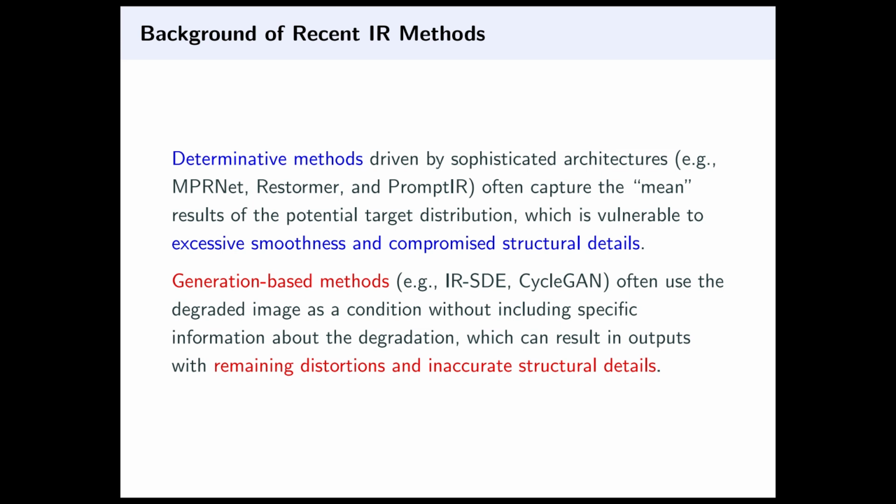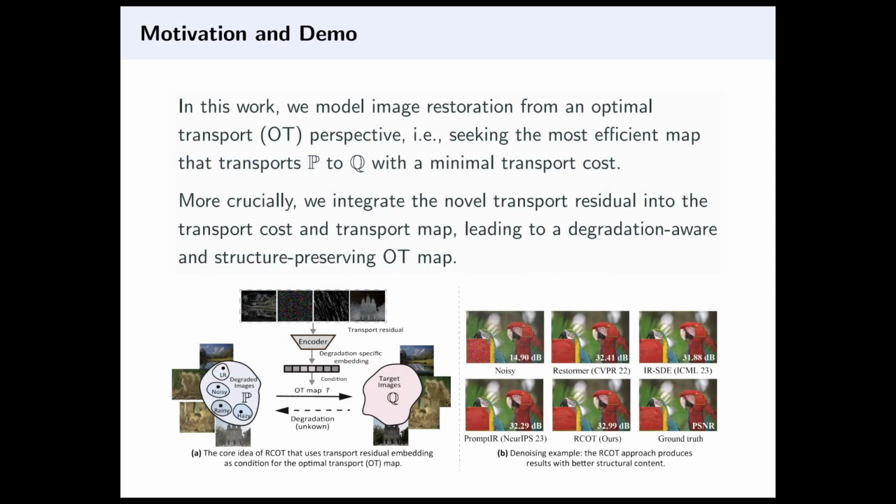In this work, we model image restoration from an optimal transport, OT, perspective, i.e., seeking the most efficient map that transports P to Q with a minimal transport cost. More crucially, we integrate the novel transport residual as a degradation-specific cue into the transport cost and transport map, leading to a structure-preserving OT map. As observed in Picture B, the RCOT produces a noise-free image with more faithful structures.